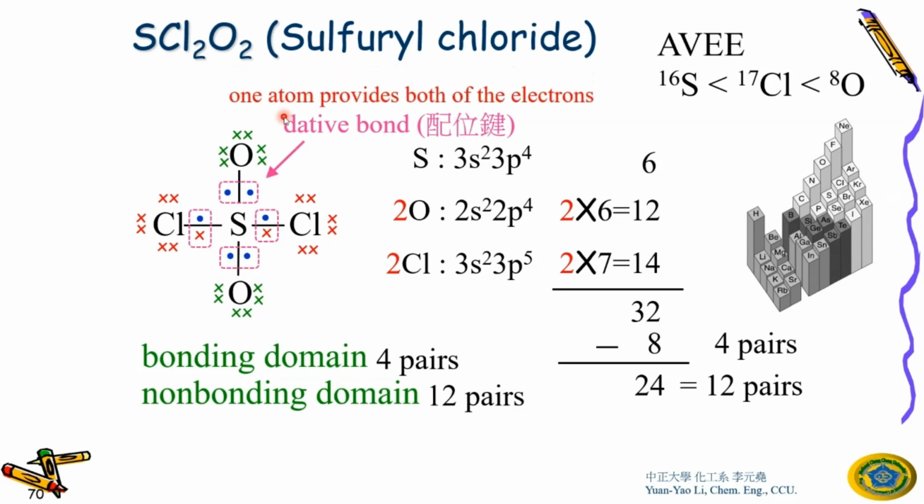Right, and this is called a dative bond. A dative bond means that the electrons in this bond are all from one atom. So one atom provides both of the electrons. We call it a dative bond.